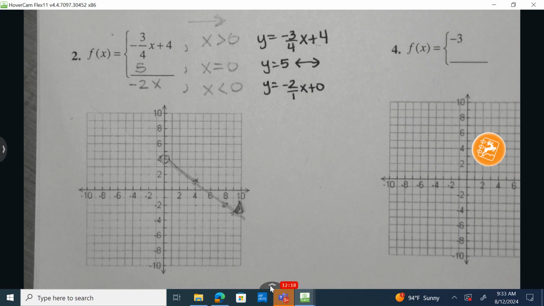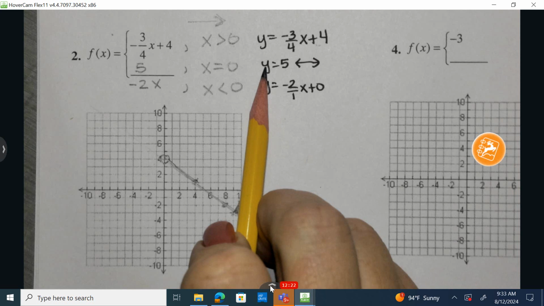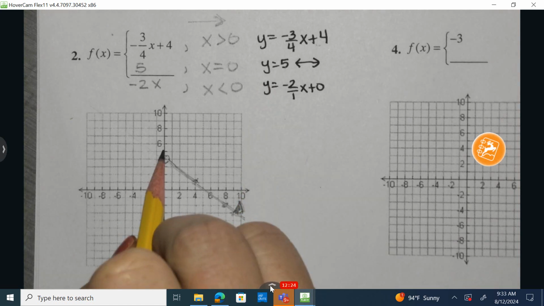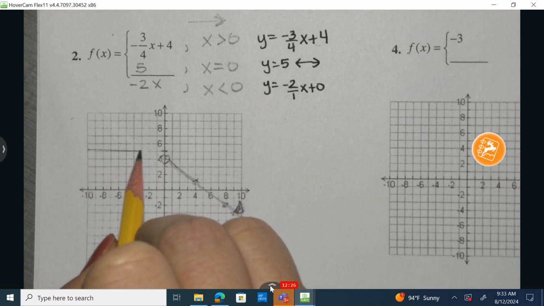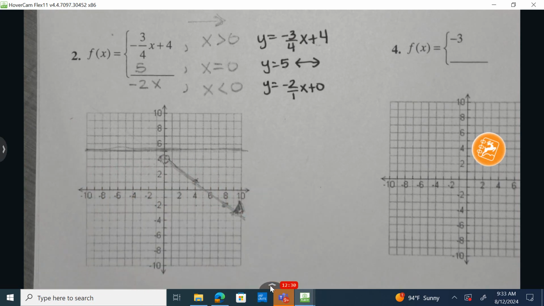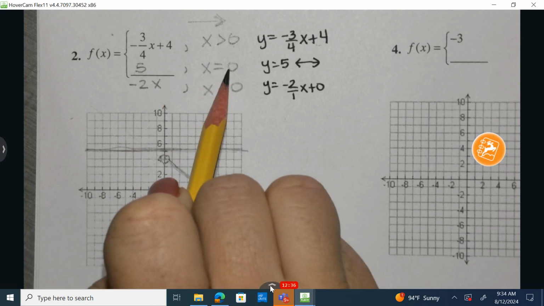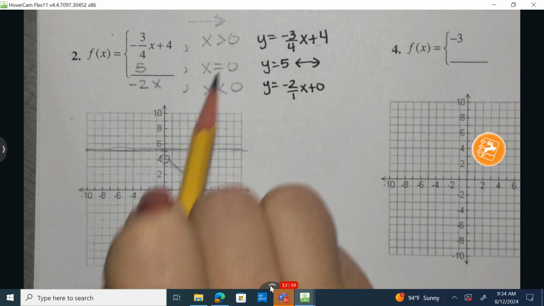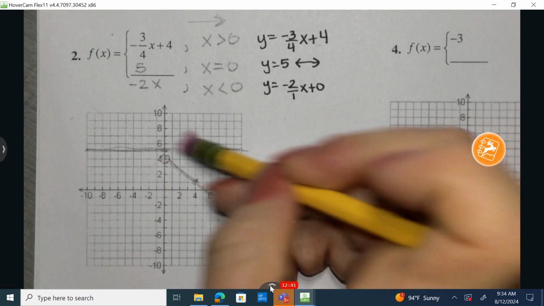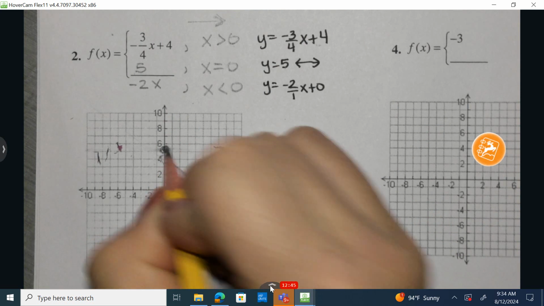Okay, let's do the next one. This part is confusing for students. It's simpler than you think. We're going to go to where y equals 5. So y equals 5 is right here, and I'm going to do this entire line. There's y equals 5. Every point along this line has a y value of 5. But wait, it says to only graph this at 0. It doesn't say less than 0. It doesn't say greater than 0. It says only at 0. So I'm going to come back here. I'm going to erase the left and right, and I'm only supposed to graph that at 0.